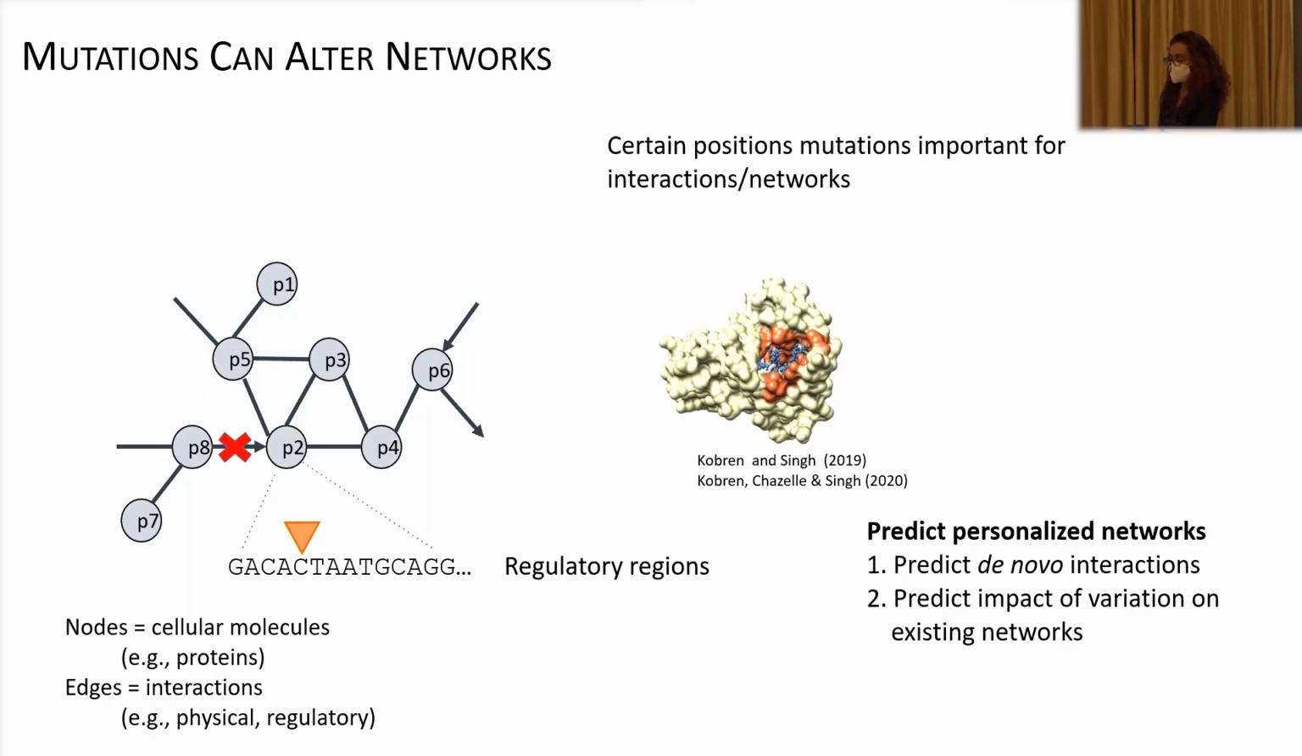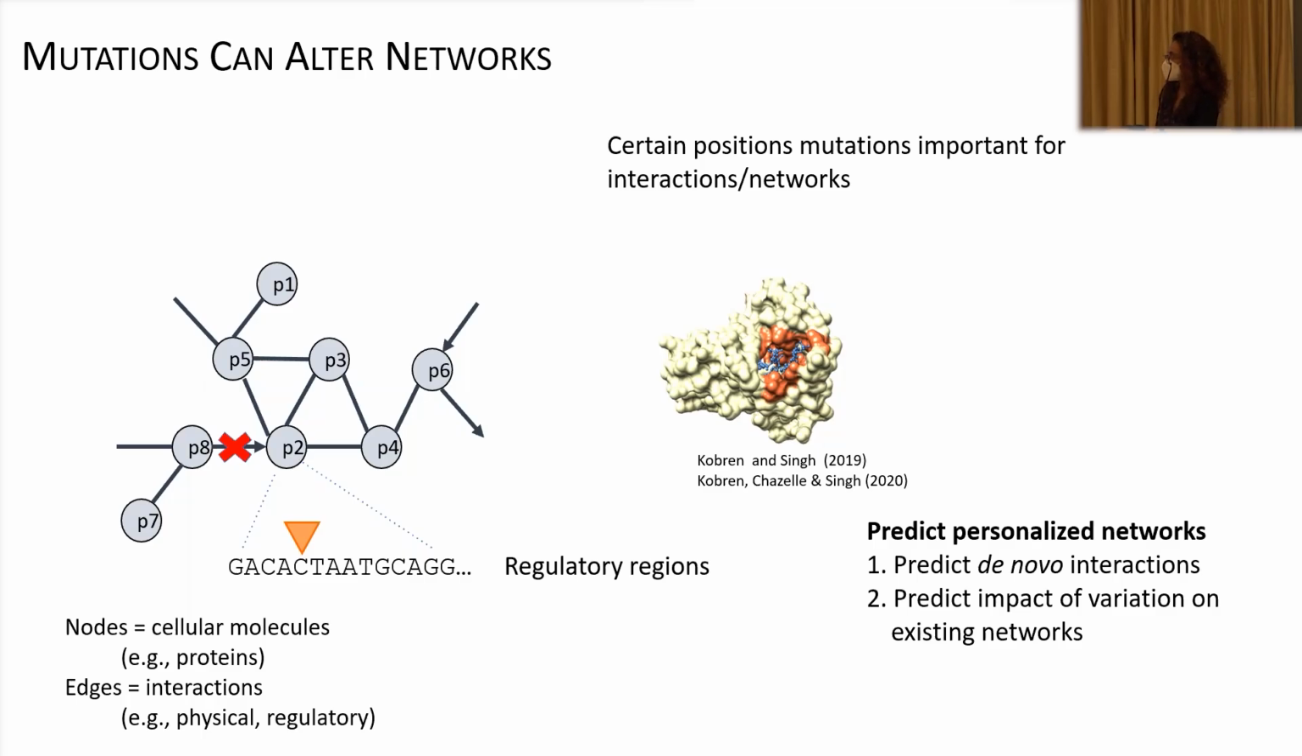And so I think one of the really exciting things to think about in the future is to try to predict these personalized networks. There are two ways to think about it. On the one hand, you can do predictions de novo. So the types of things that Lenore just talked about: why can't we look at all the variants and see how they would alter various kinds of interactions, whether it's protein-protein physical interactions, protein-DNA interactions, protein-small molecule interactions, et cetera.